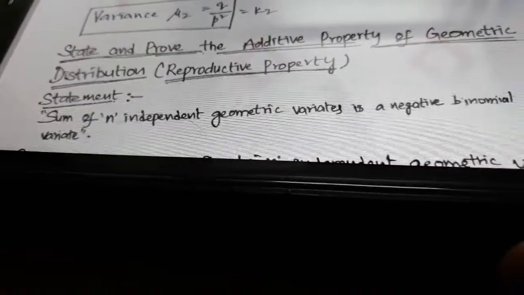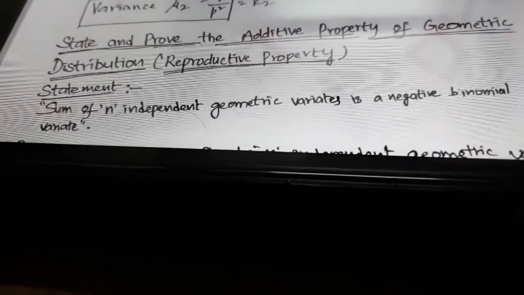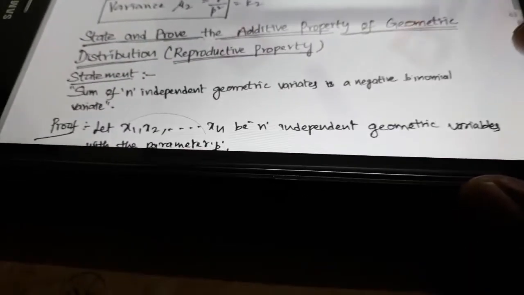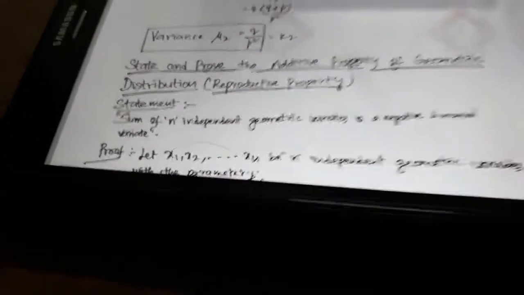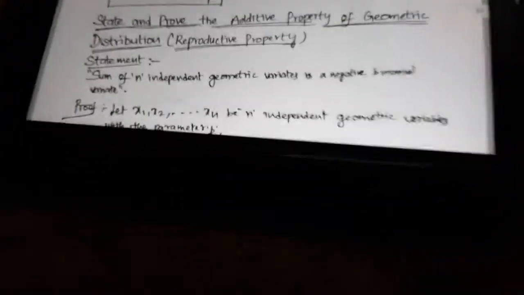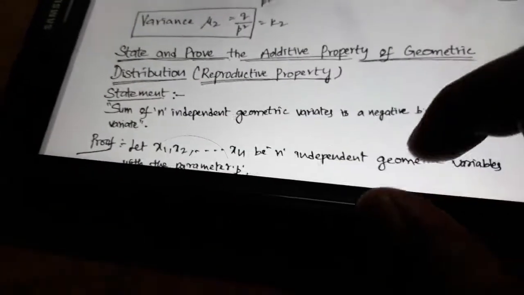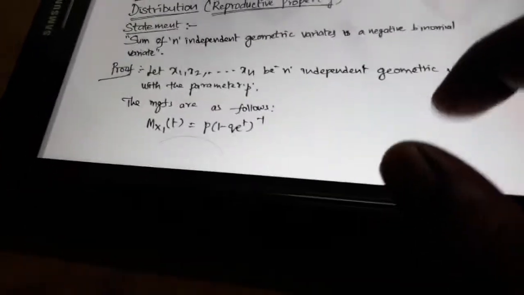Then the additive property is another repeated concept here. The sum of n independent geometric variates is a negative binomial variate. Consider the MGF of the sum of n independent geometric variates; it is the negative binomial PGF.